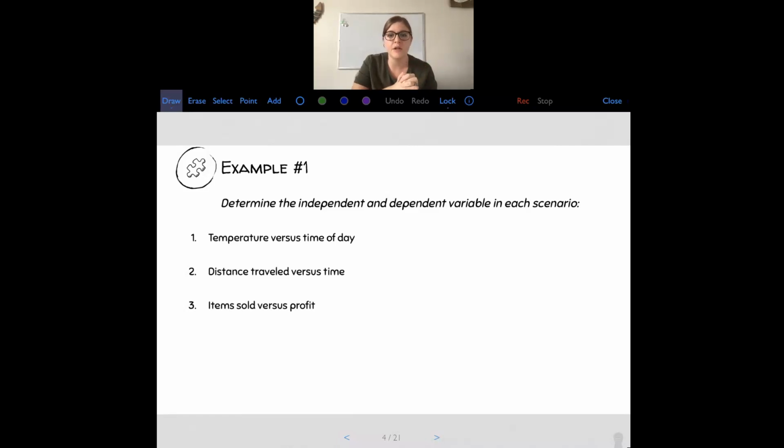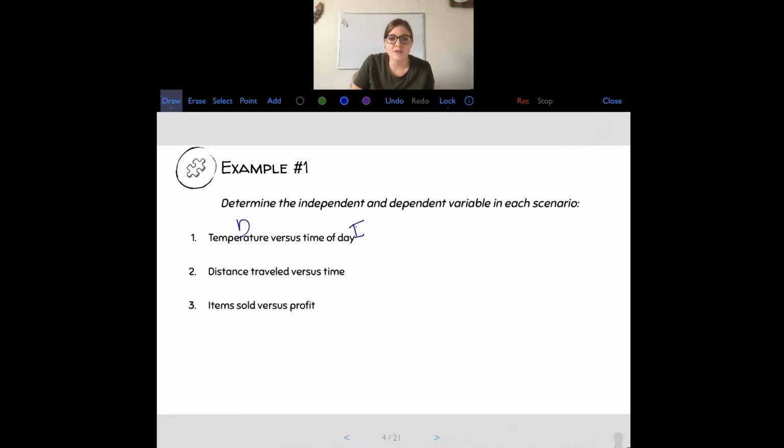in each scenario. So scenario 1, temperature versus time of day. Does temperature depend on time of day, or does time of day depend on the temperature? Whenever you have time, it's typically the independent variable. It waits for nobody. So time of day would be our independent variable, and temperature is our dependent variable because temperature depends on time of day. When it's really early in the morning, it's the coolest, and as the noon sun comes over, it gets hotter.